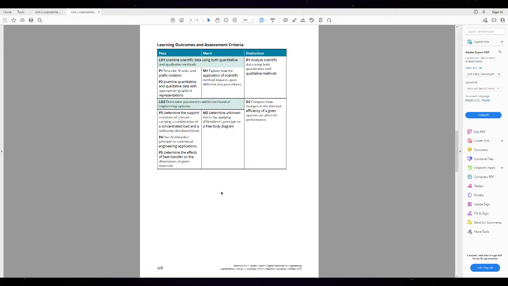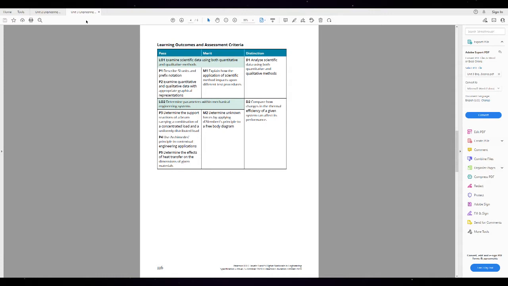So this is why we have a slight problem. We could easily split into two. In fact, we had to put it effectively as two assignments in maths, because the distinction one was split across learning outcome 1 and learning outcome 2 in maths. In this, each learning outcome has its own distinction. So I could do it as 4 assignments if I wanted to.